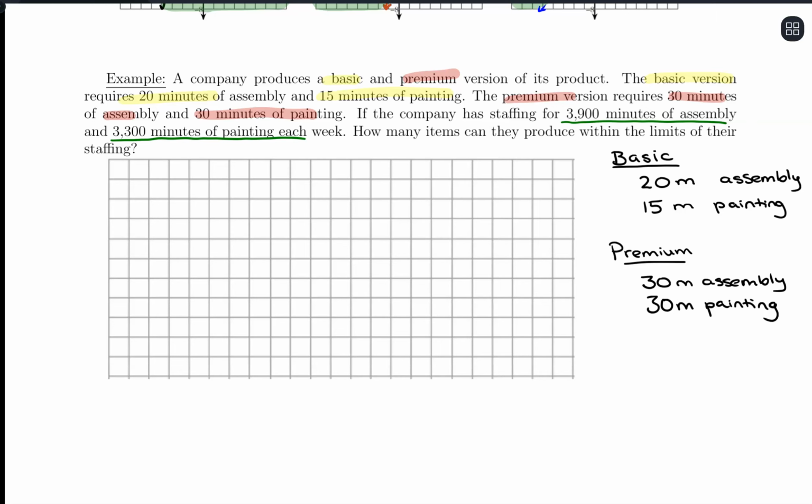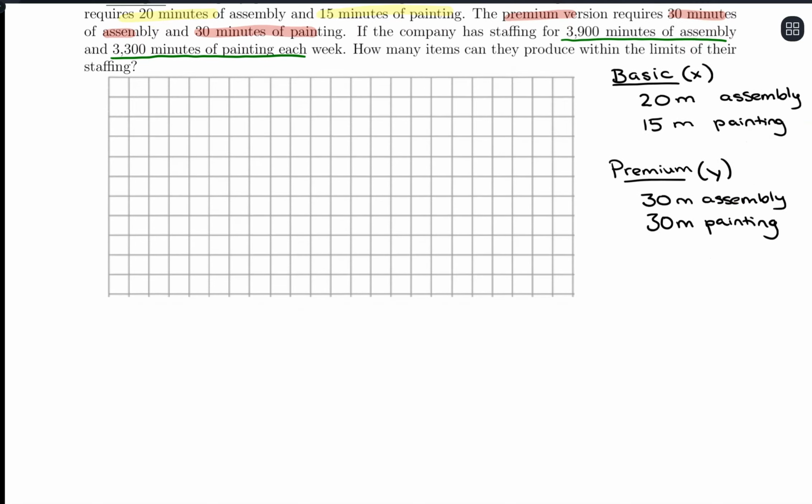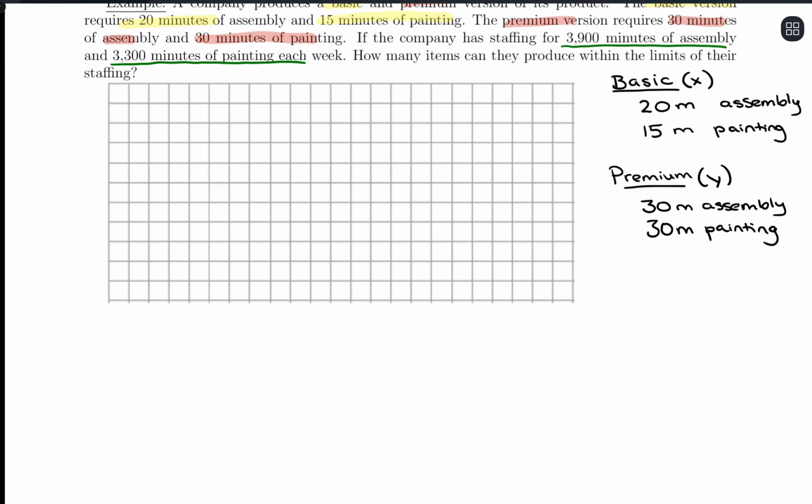how many items can they produce within the limits of their staffing? So what we're going to do is look at how assembly relates. So let's call basic X, premium Y, and what we'll have is 20 minutes for basic, for assembly. So that's going to be my first equation here.